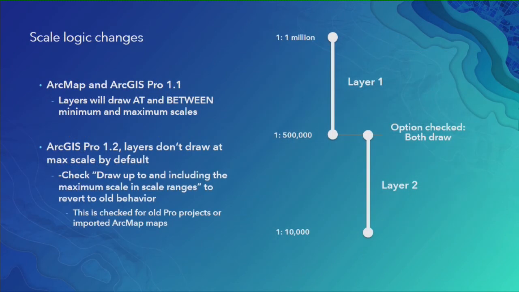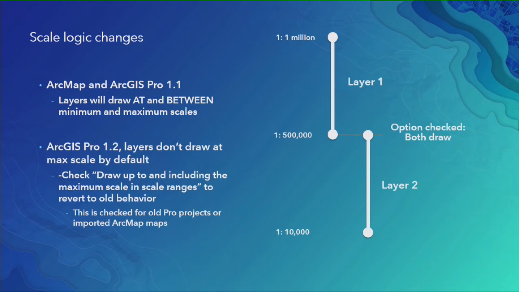And then finally, we updated scale logic. If you ever authored a raster basemap or tried to do a multi-scale basemap in ArcMap, you probably ran into this issue. You had layer 1, say it went from a scale of 1 to 1 million to 1 to 500,000. And then layer 2, you wanted that to take over at 1 to 500,000 and draw to 1 to 10,000. If you were in ArcMap and you're at 1 to 500,000, both those layers would draw. And that was super annoying.